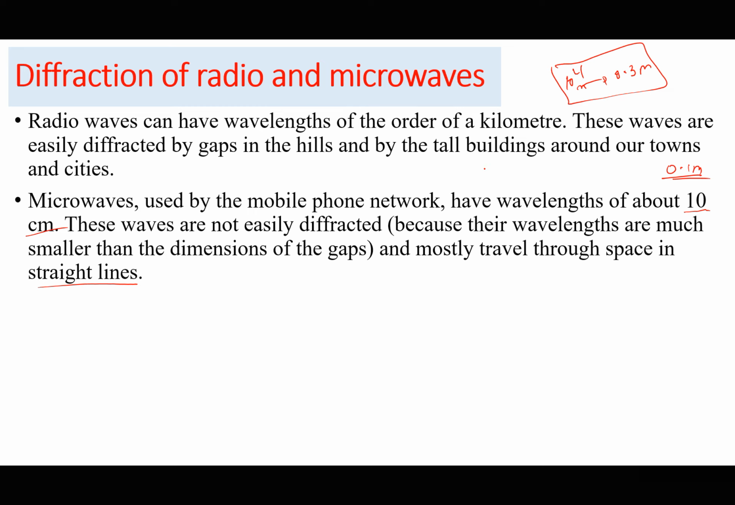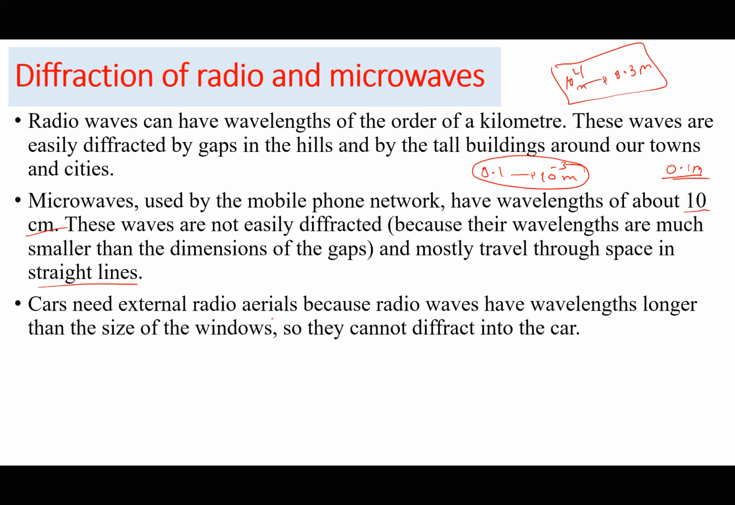Of course, the wavelength is between 0.1 and, I think, around 10 to the power of minus 3 meters. So these are relatively smaller wavelengths, so such gaps would be extremely small. However, these ones are also used for communication by sending them in a perfect straight line to the satellite and back to the Earth. So cars need external radio aerials because radio waves have wavelengths longer than the size of the windows, so they cannot diffract into the car.